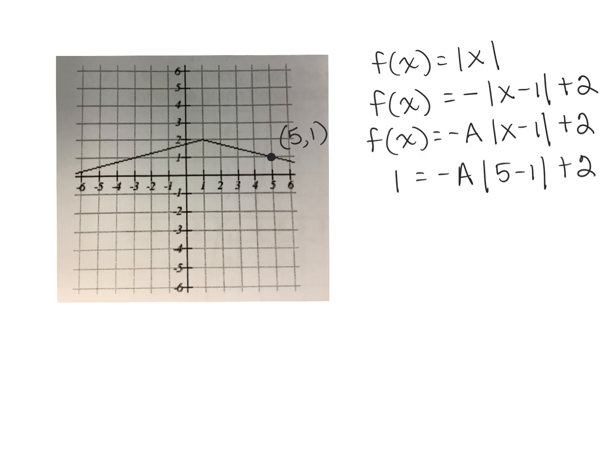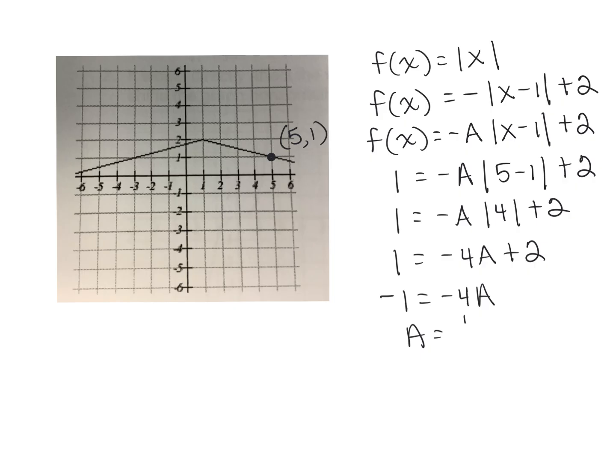Be very careful to use your order of operations. So you have the absolute value of 4, and then add 2. So this is 1 is equal to negative 4a, because the absolute value of 4 is 4. And then I'm going to subtract 2, so I get negative 1, and we get an a value of 1/4. No, they will not always be 1/4, but these two just worked out, and I randomly chose these.